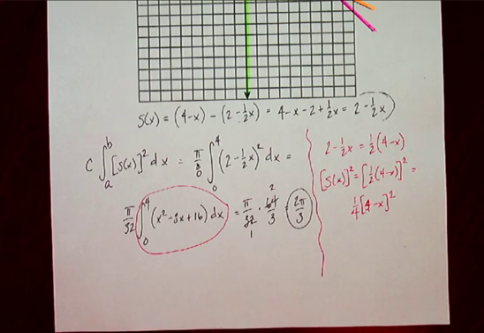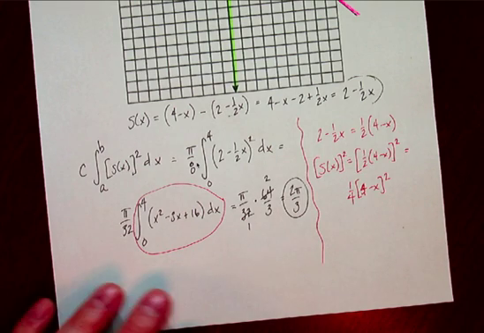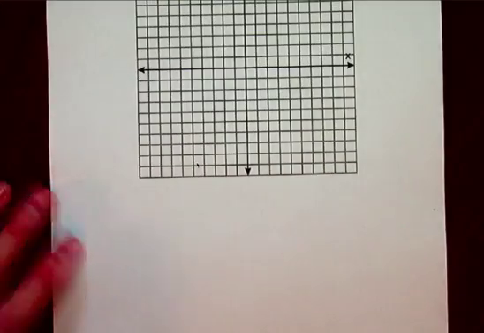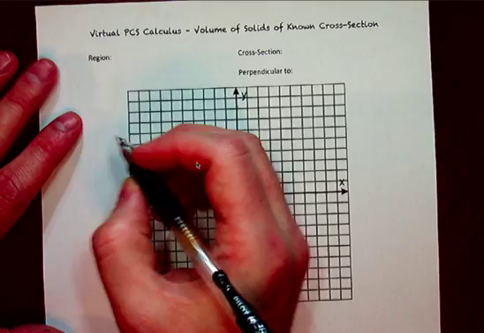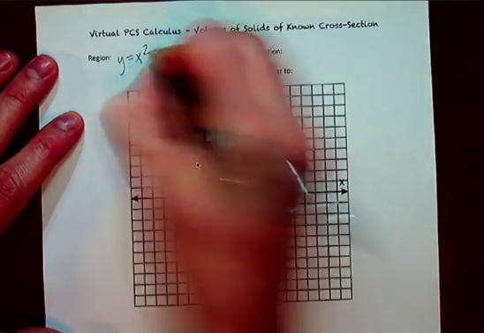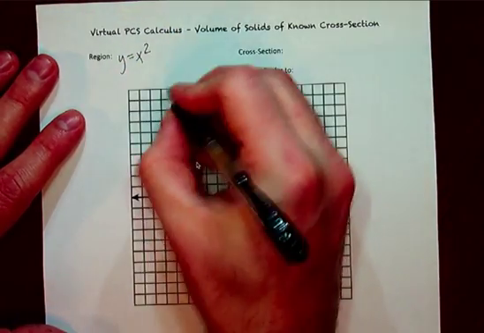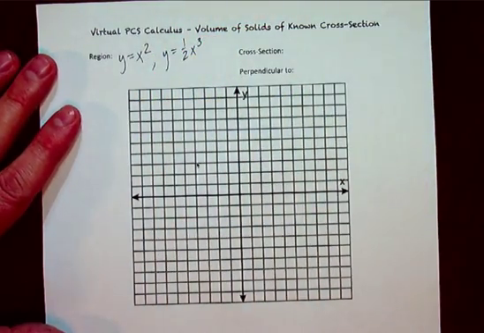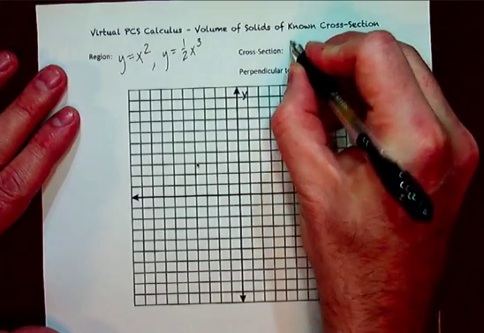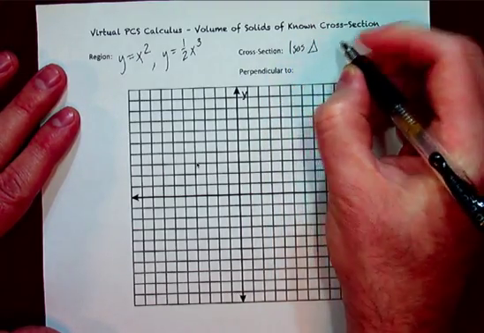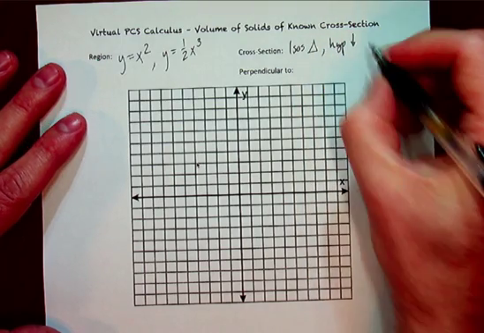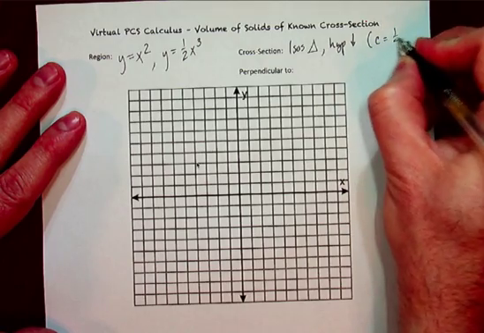I think we have time for one more problem before the video gets unnecessarily long. Let's go ahead. Oh, I like that one. Y is equal to x squared. Y is equal to 1/2 x cubed. And the cross sections are isosceles triangles with the hypotenuse down. Now that means that my constant out in front is 1/4.